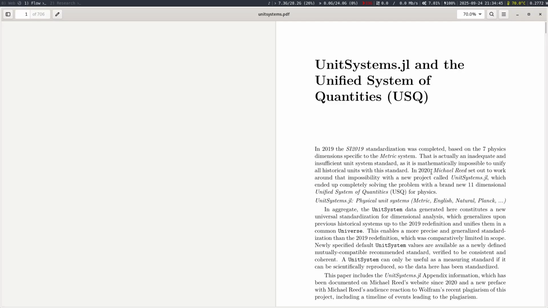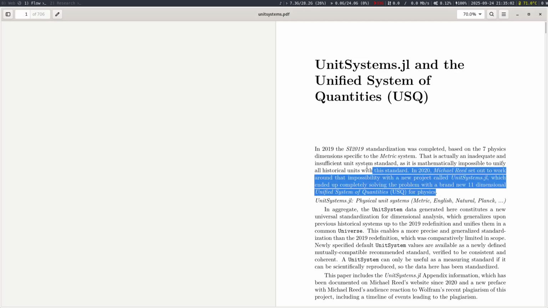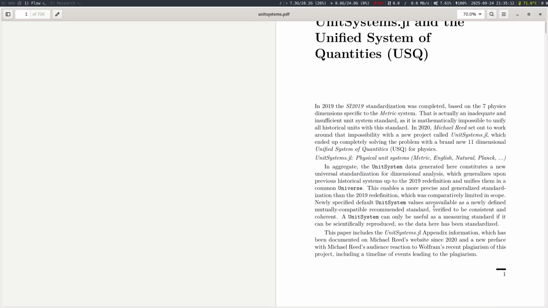So in 2020, myself, Michael Reed, set out to work around that impossibility with a new project called UnitSystems.jl, which ended up completely solving this problem with a brand new 11-dimensional unified system of quantities for physics. That's what I started in 2020.